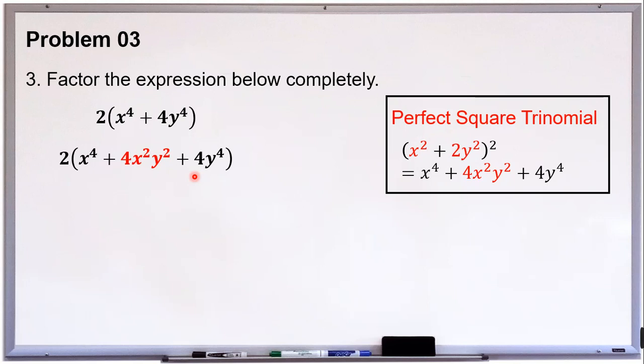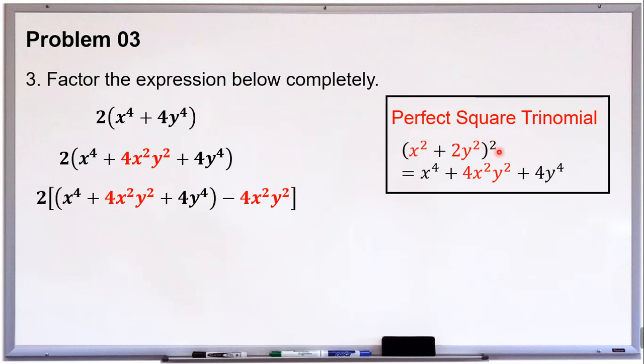So again, we're going to subtract 4x squared y squared. So you have 2 times this expression, then minus 4x squared y squared. In this way, we preserve the value of our original expression. Next, the factored form of this expression, since we all know that it is a perfect square trinomial, is equal to this one. So you have x squared plus 2y squared raised to the power of 2.